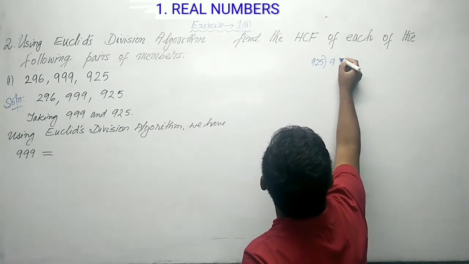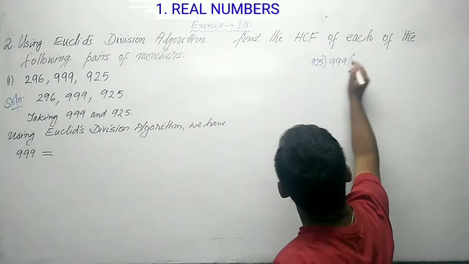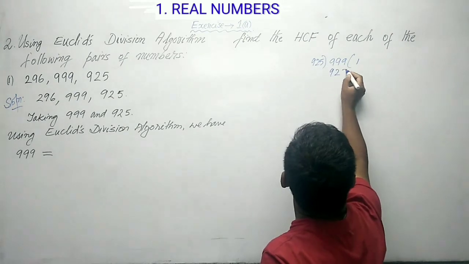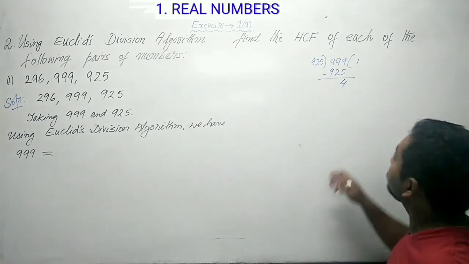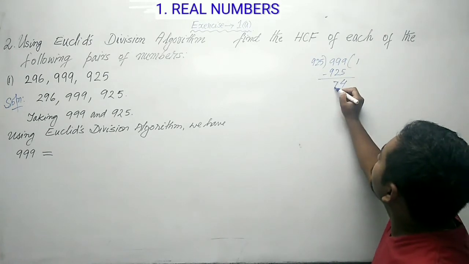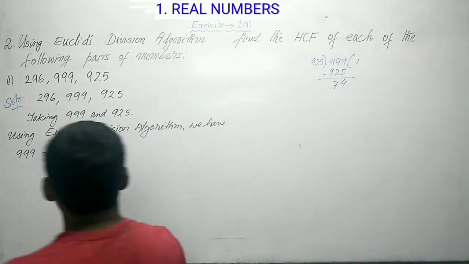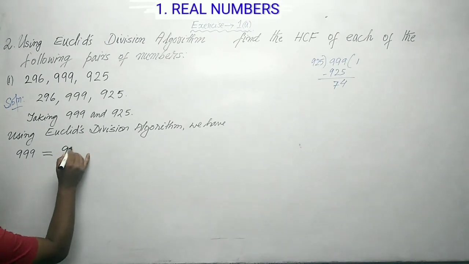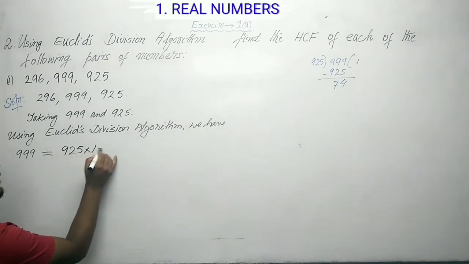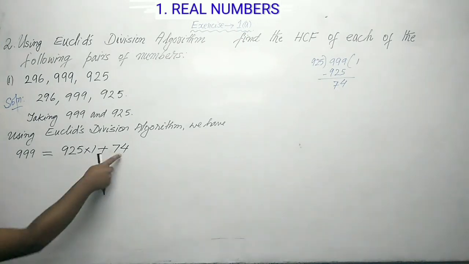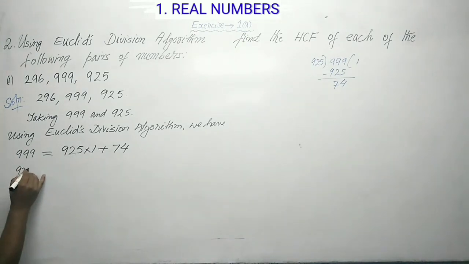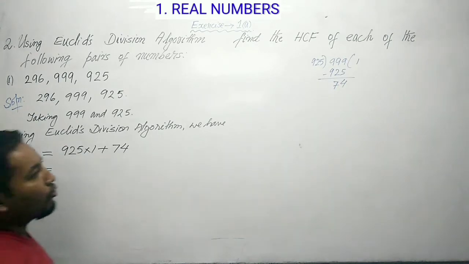925 will divide 999. 925 ones are 925. You subtract. 9 minus 5, 4. 9 minus 2, 7. So 999 can be written as 925 into 1 plus 74. Now you divide 925 by 74. So 925 divided by 74.